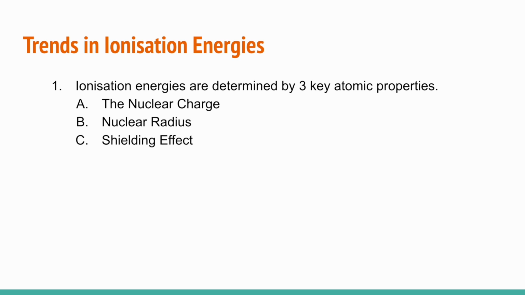Nuclear radius is the second important atomic property, and this is the distance of the outermost electron from the nucleus. As the nuclear radius increases, the ionization energy decreases, and vice versa. And the third is the shielding effect. Electrons in inner shells exert a repelling force on electrons in outer shells. This is kind of what I mentioned. And so the effect of attraction is reduced. The attraction of the nucleus is also shielded by these electrons, reducing the attractive force, and therefore a greater shielding effect tallies to a lower ionization energy.